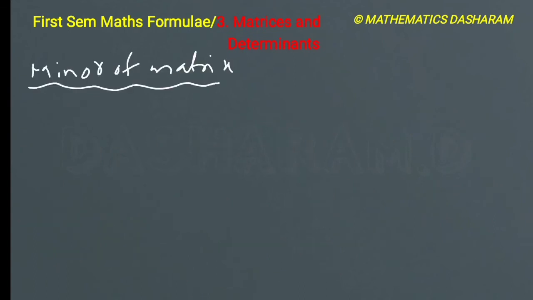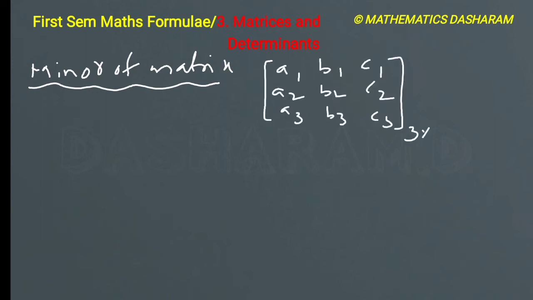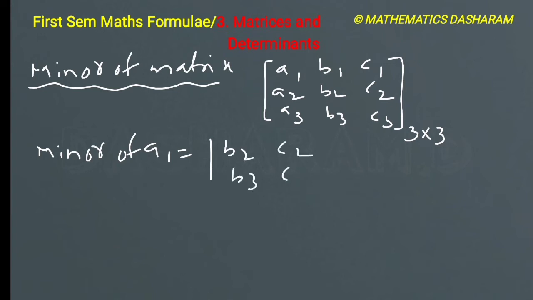So in a square matrix, for example, it is a 3 by 3 square matrix. If you want to find out the minor of A1, then delete the row and column, and find out the determinant of the remaining elements. It is called the minor of A1. After deleting the row and column of A1, the remaining elements are B2, C2, B3, C3. So its determinant is B2 into C3 minus C2 into B3.